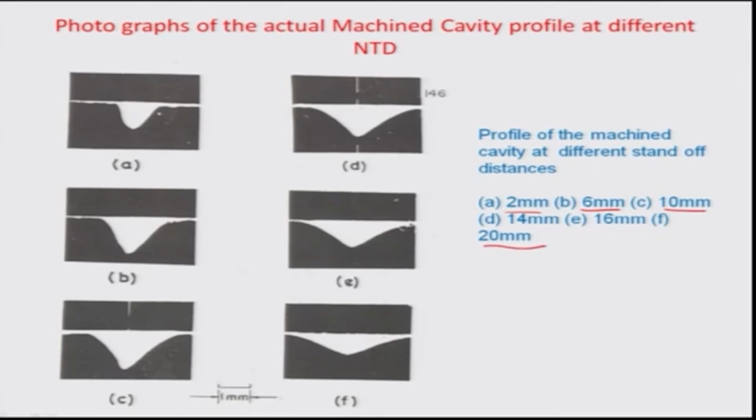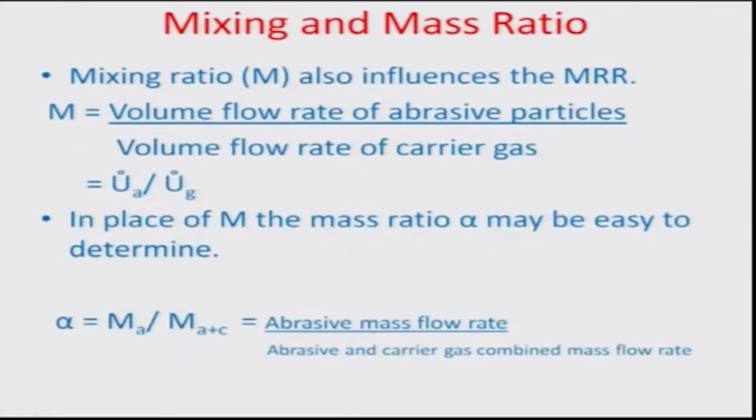And as you can see here, at the 2 mm nozzle tip distance, the aspect ratio is quite high, but it keeps on changing and the depth keeps on reducing, whereas the width keeps on increasing as you change the nozzle tip distance all the way to about 20 mm. So that is a very important component of the AJM process.